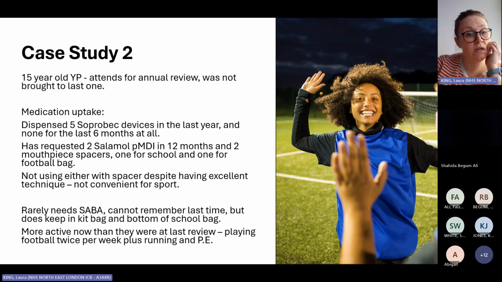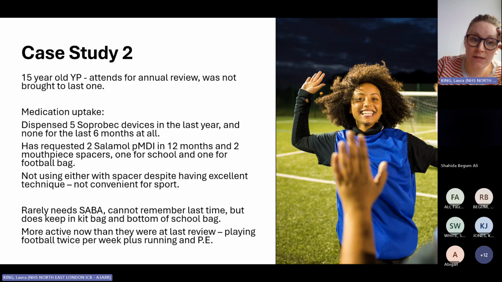Case study 2 is a different one. Again, based on a real patient, we've got a 15-year-old young person who attends for annual review, wasn't brought to the last one. Historically has been quite poorly controlled, but has been pretty good for the last couple of years. Medication uptake is on the screen. So we've had 5 preventer devices in the last year, but in the last 6 months, they've had none. They were all about 6 months ago.